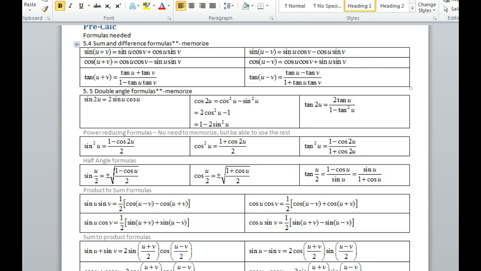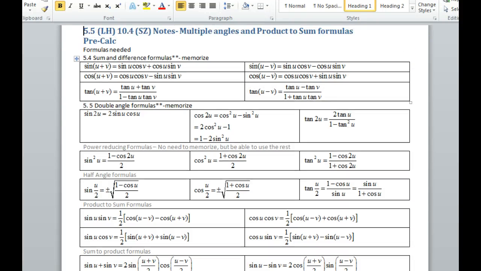Hi, this is a little bit of a review video for Chapter 5 in Precalculus, and I'm showing here the 5.5 notes. And why I'm showing this is just to tell you what you need to memorize. So these formulas right here, all the way down to this point right here, you have to memorize and know. Beyond that, anything that I give you here, you should be able to use, but you won't have to memorize.